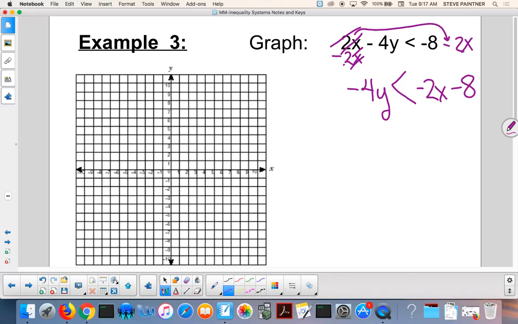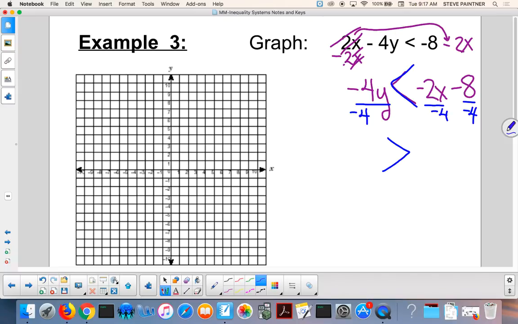Now tell me what to do. Divide by negative 4. Okay, now you get rid of the negative, the multiplier. Negative 4 divided by negative 4. Negative 4 here, negative 4 there. So aren't you dividing both sides by a negative? The second you divide it by a negative, you should do what to your sign? Switch it. Switch it this way.